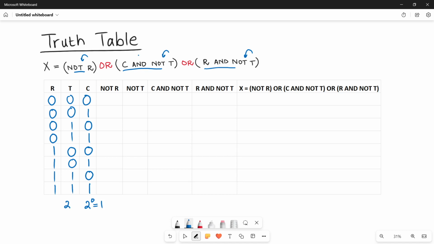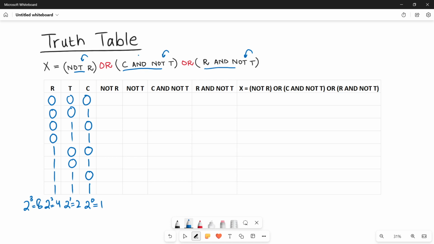Then it is 2 raised to the power 1, which is 2. It means we will have 2 zeros, 2 ones, 2 zeros, 2 ones. And the third will be 2 raised to the power 2, which is 4. It means we are going to have 4 zeros, 4 ones. And if we have 4 input parameters, then the column before it will have 2 raised to the power 3, which is 8. It will have 8 zeros, 8 ones, 8 zeros, 8 ones. So it is like that.